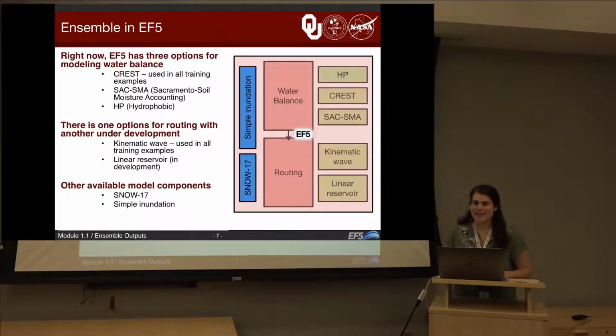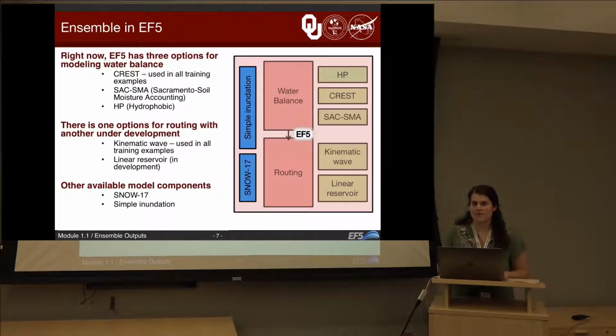This schematic is the core of EF5. Right now, EF5 has 3 options for modeling water balance. Water balance models is a topic we talked about in the foundation EF5 training. The 3 water balance models that are used in EF5 are CREST, which has been used in all training examples so far, the Sacramento soil moisture accounting water balance model, and the HP, which is hydrophobic. We'll talk about all of these water balance models in the coming slides.